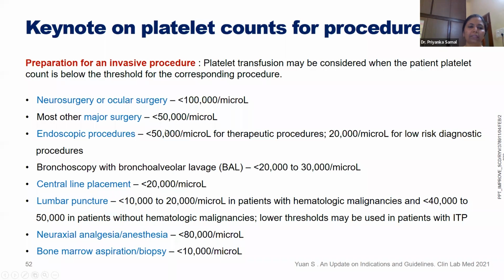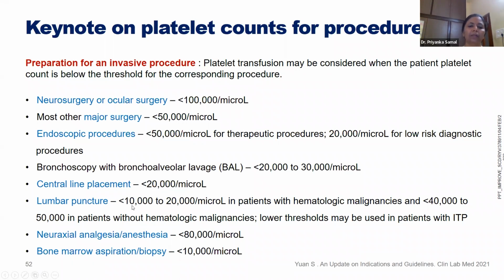For major orthopedic surgery, at least more than 50,000. Endoscopic procedure, 50,000 to 20,000 is fine. For BAL, 20 to 30,000 is okay. For central line placement, 20,000 is okay. That means if it is less than 20,000, you need to transfuse the patient.